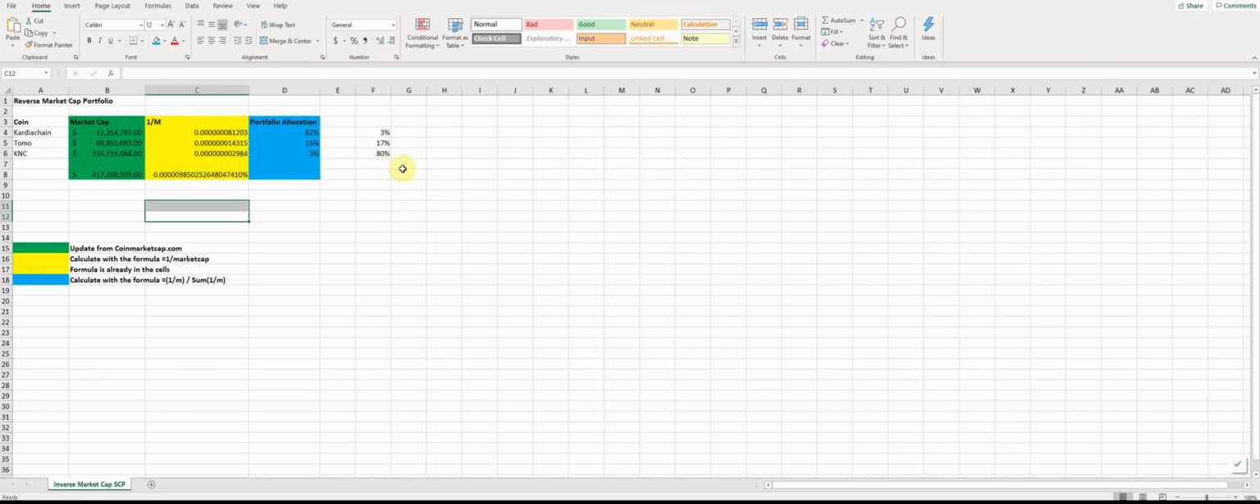So I think that's just interesting to see if you want to nerd out on some stuff. And down here, I have some hints or tips, just for market cap, go to coinmarketcap.com to calculate these formulas. Here is the equation. Formula is already in the cells. And to calculate the formula for the portfolio allocation, you're just taking 1 divided by market cap, which is this number, divided by the sum of all 1 divided by market caps, which is then this number.